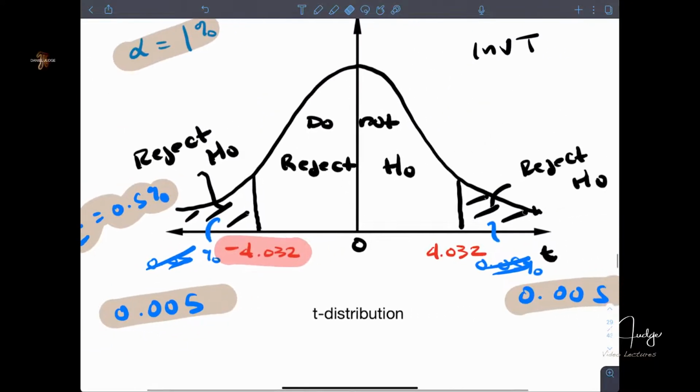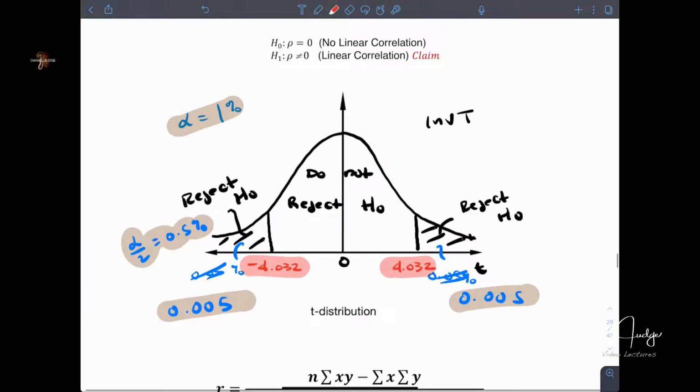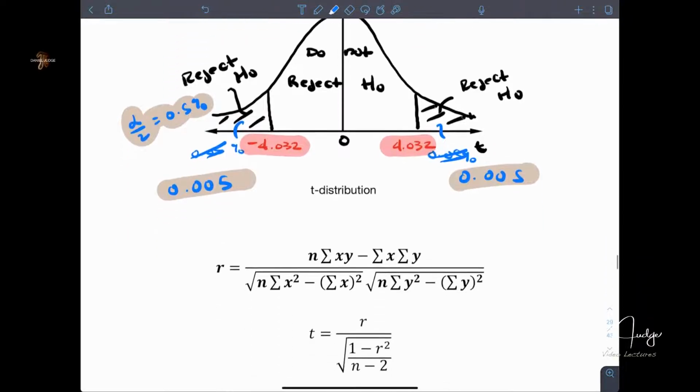Now, since there are 2 critical values, you have to indicate that this is also a critical value on the other side. Positive 4.032. So ladies and gentlemen, it looks like we're pretty good with setting up our formal hypothesis test, right? Your rho is 0 for your null hypothesis. The alternate is rho is not 0. Corresponds to the relationships of having no linear correlation and a linear correlation.